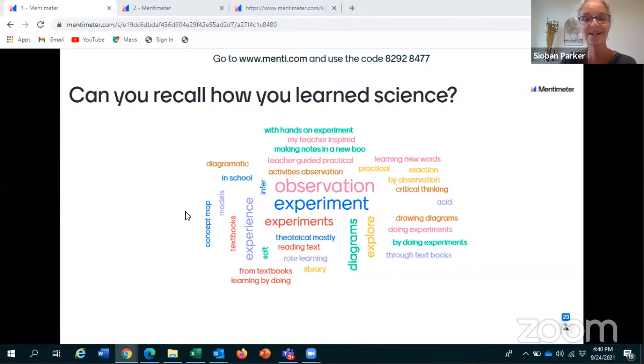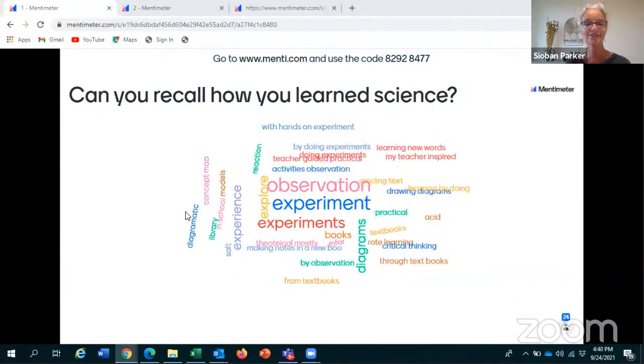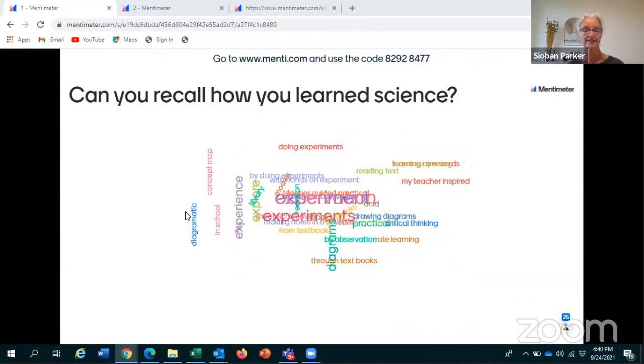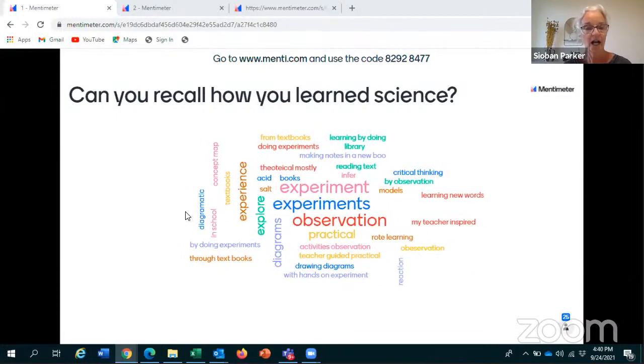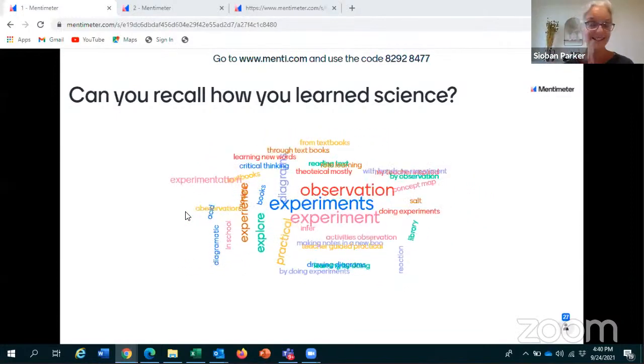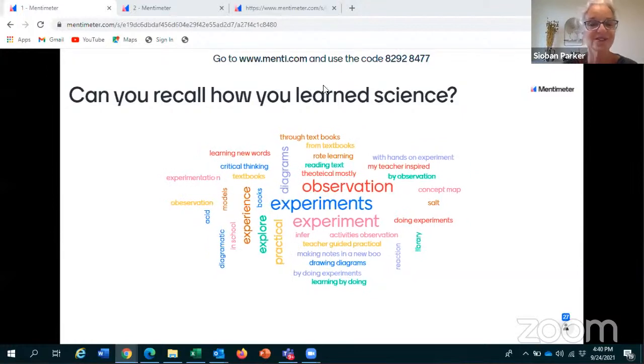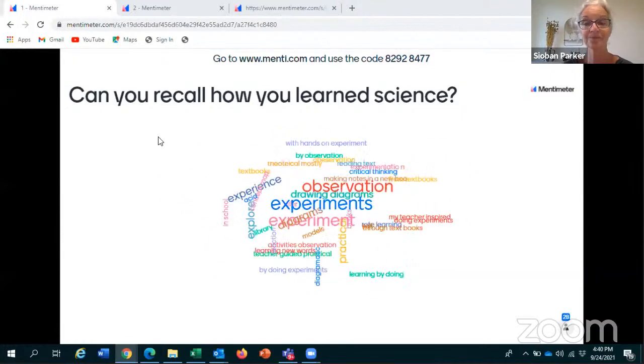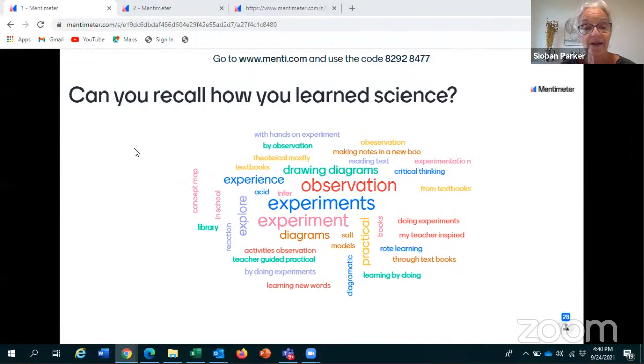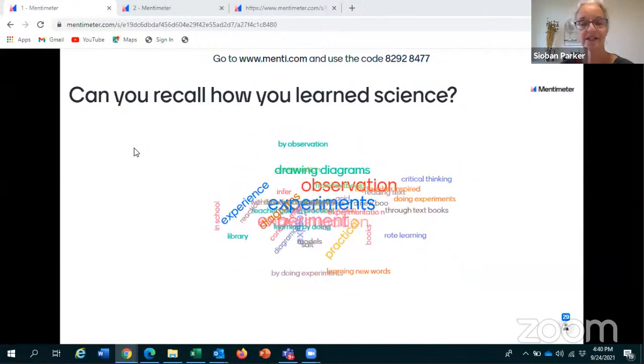Yes. Now, as I'm saying, yes, hopefully it's not just observation, but it's also learning by doing. Somebody has said here, my teacher inspired me, hands-on experiments. This is great. Okay. Textbooks. Yes, textbooks have got a great role, as you will see. Yes, acid. Okay, that's interesting. Salt. Can you recall how you learn science?